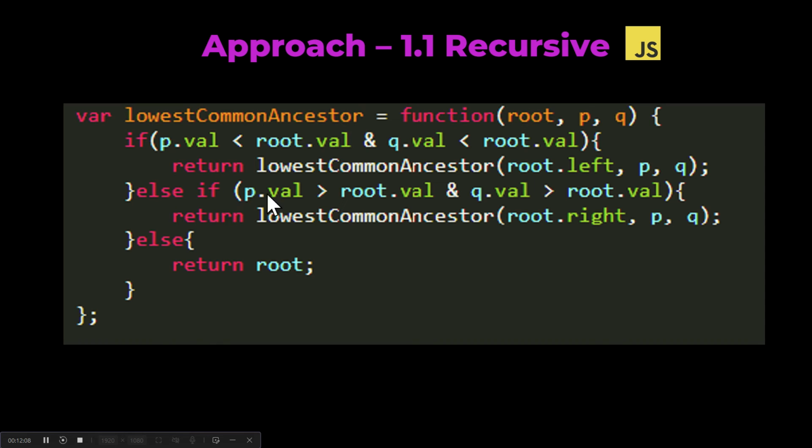Again, for this one, we are checking the right side. If the p value and q value are both greater than the root value, then we are only checking the right side of the subtree. In that way, we can cut down some unnecessary steps. Otherwise, we have found the ancestor, so we return the root. With this approach, it will work only for a binary search tree. This algorithm will not work for a binary tree.